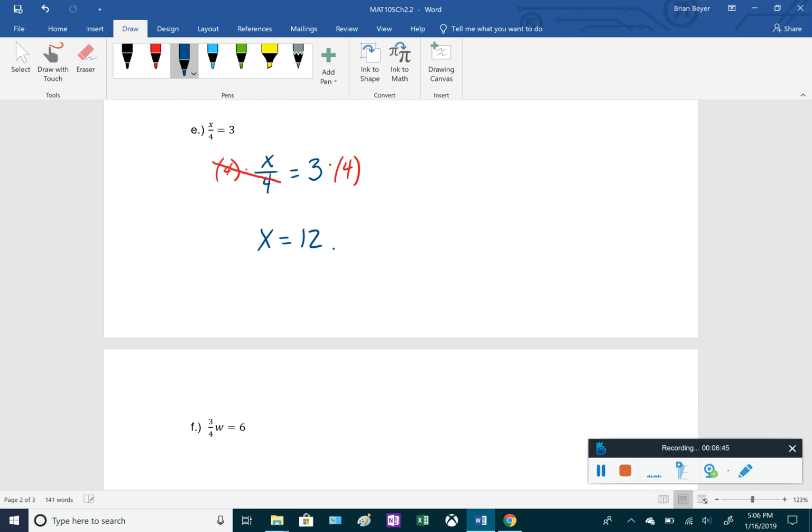Okay, you can check that again if you want. I think I forgot to check a couple of them. x over 4 equals 3. That's 12 over 4 equals 3, which is true.